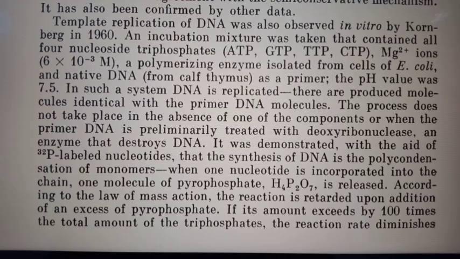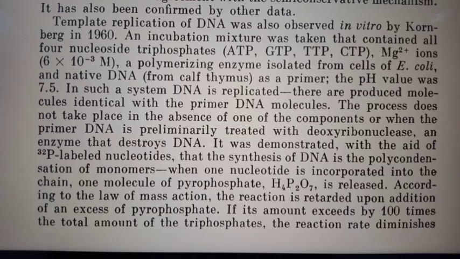There are produced molecules identical with the primary DNA molecules. The process does not take place in the absence of one of the components, or when the primer DNA is preliminarily treated with deoxyribonuclease, an enzyme that destroys DNA. It was demonstrated with the aid of P32 labeled nucleotide that the synthesis of DNA is the polycondensation of monomers.